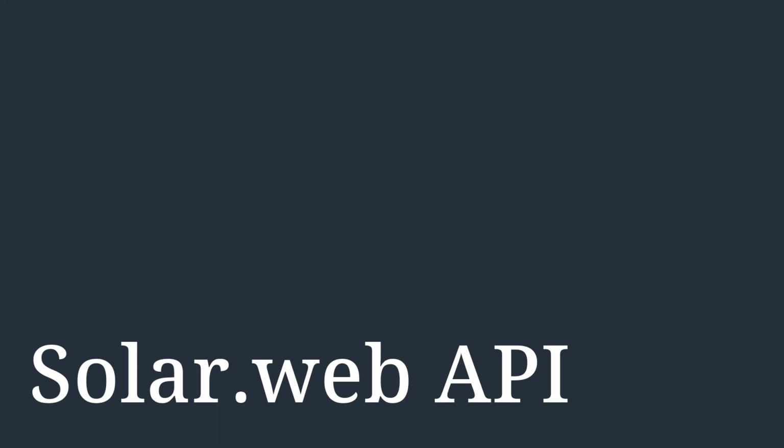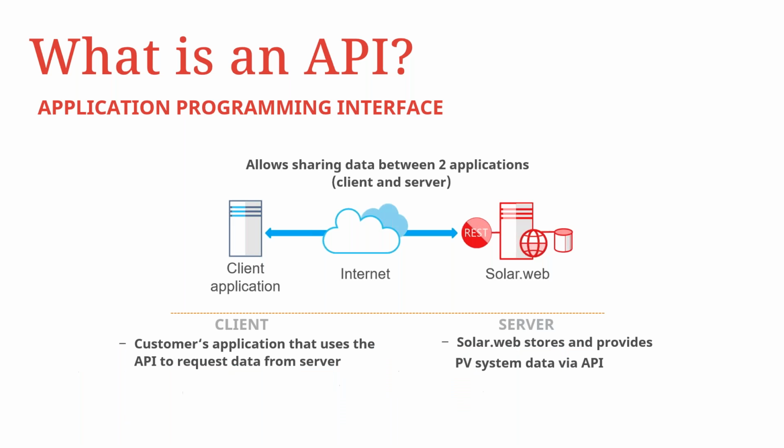So the next part is third-party monitoring. This is when you will utilize your SolarWeb API. So what is an API? An API is an application program interface. This allows the sharing of data between two applications. In this case, it's the client and the server, the server being SolarWeb and the client being the actual client's application. It will then share the data via the internet or cloud-based.